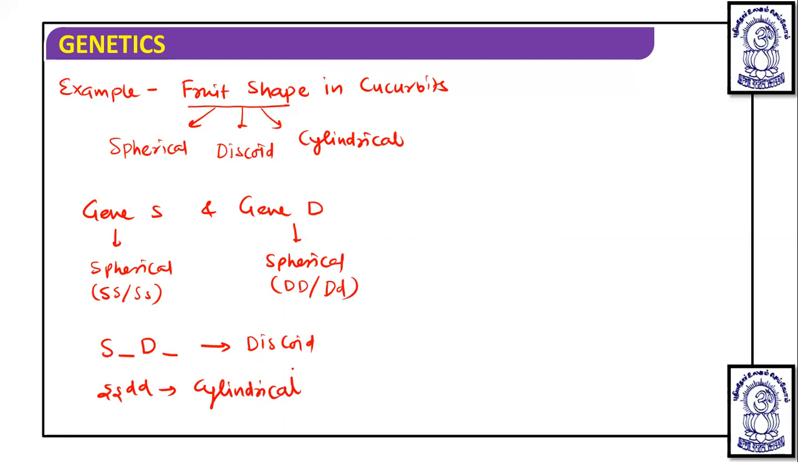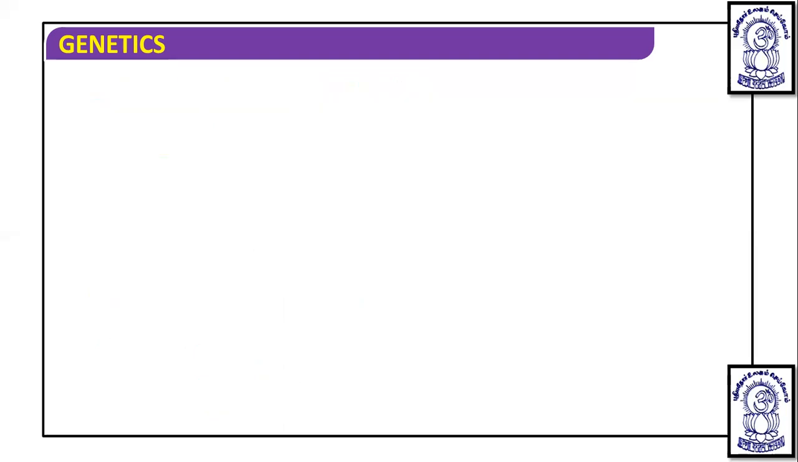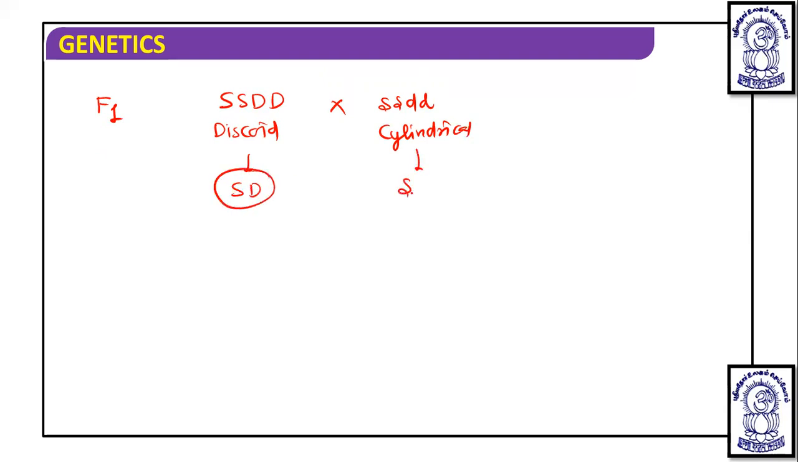So we can identify the ratio by making a cross. For the cross, we take the F1 generation. In the F1 generation, we are taking a discoid, that is capital S, capital S, capital D, capital D, and making a cross of it with small s, small s, small d, small d, that is the cylindrical fruit shape. Now, when we make a cross of this, S and D gametes are going to be produced, and small s and small d gametes. So this is the parental generation, not F1.